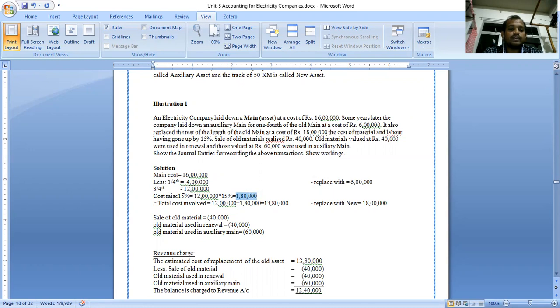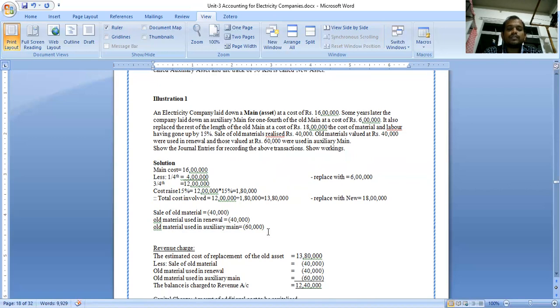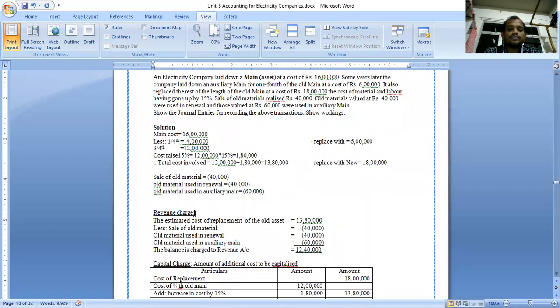1,80,000. We have to add it to the 3/4 of asset. So total cost involved 12 lakh plus material and labor involved 1,80,000. So that is 13,80,000 rupees. It is involved, and this amount of asset is replaced with the 18 lakhs. Okay. So another information is sale of old material 40,000, old material used in renewal 40,000, and old material used in auxiliary means 60,000. So first of all, we have to find out the revenue charge. So estimated cost of replacement. So current cost of old asset.